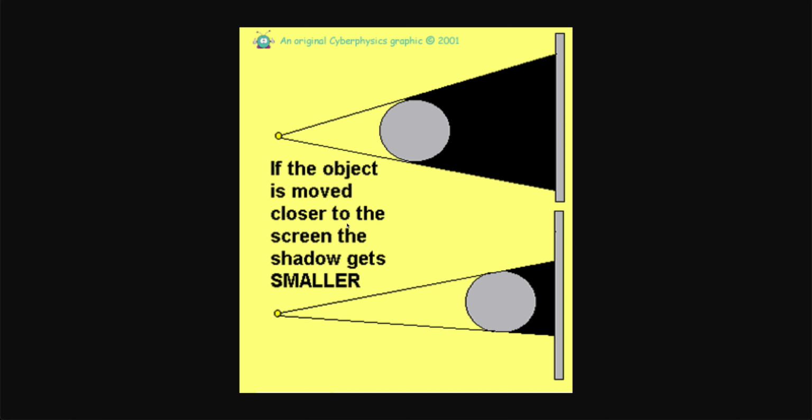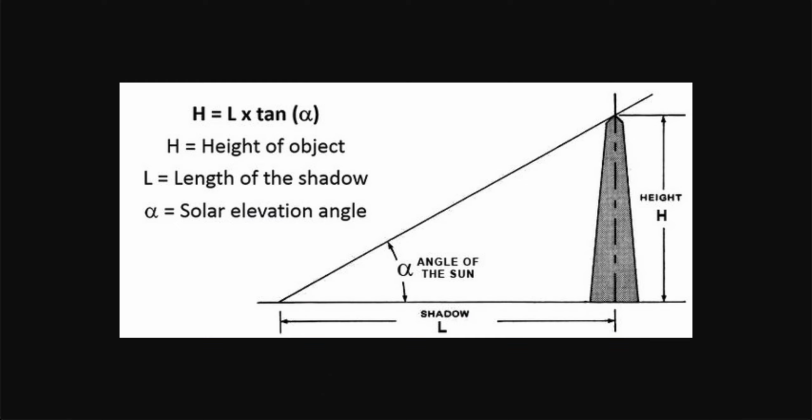Here, if the object is moved closer to the screen, the shadow gets smaller. We know this. This is basic. Move the object closer to the light source, the shadow gets bigger. Closer to the surface, and the shadow gets smaller. Basic stuff. With the angle of elevation, you can determine the height of the obelisk or tower here based off the angle of the sun and the length of the shadow, which comes back to elevation angles. Obviously, they use this type of thing with trigonometry in surveying and different things. They also use it in navigation. But the most famous use of this is with Eratosthenes, which we're going to get to in a minute.